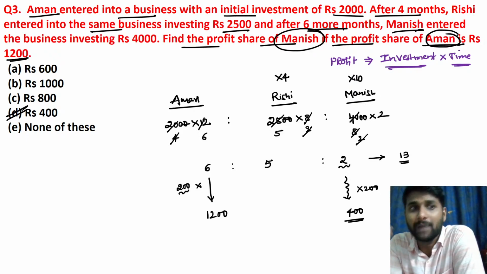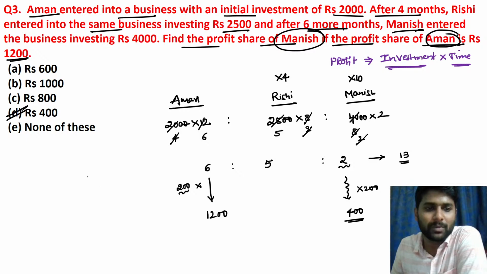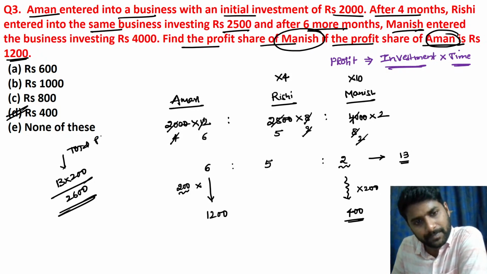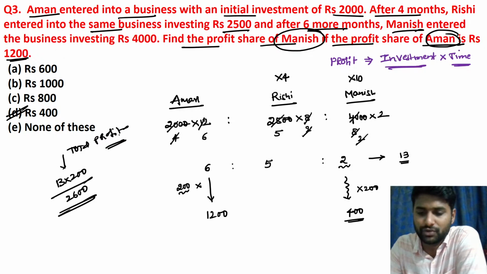Out of the share of Aman, 1200. For example, what is the total profit? The total profit is 13 units into 200, so the value becomes 2600. 2600 is the total profit. Observe the proper comparisons and check your question.